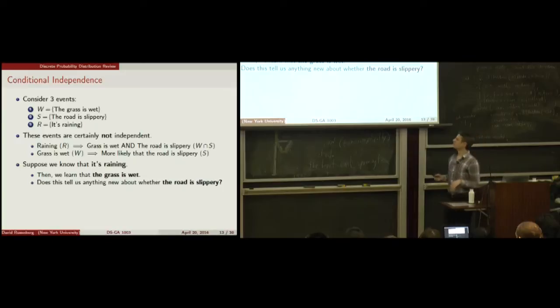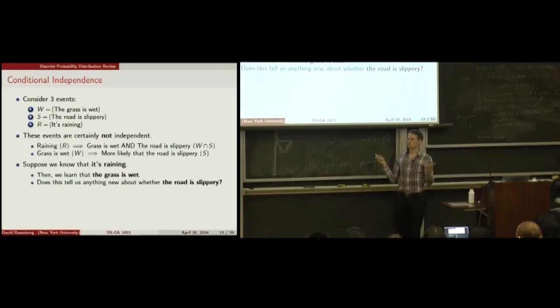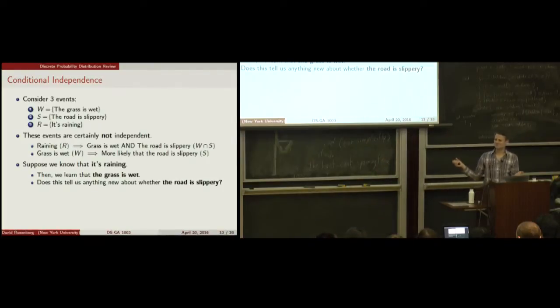Ah, yes, that's true. So there could be another random variable in our world, which I didn't introduce, which is someone watering the grass. In that case, I think I will agree with you that there's probably a way to make the problem so that they won't be independent. But in this setup, you thought there's no other reason for the grass being wet. Yeah, this is a very restricted world.